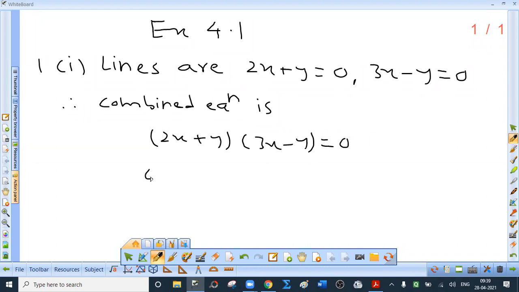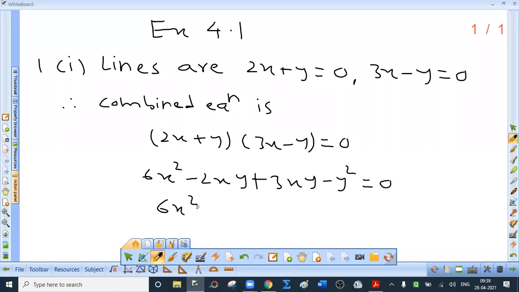So that gives me what? 6x square minus 2xy plus 3xy minus y square equal to 0. That is 6x square minus xy minus y square equal to 0. This will be asked for 2 marks. But you have to remember, if the given equations are 2x equal to minus y and 3x equal to y, you cannot obtain the joint equation directly. Both equations should be written with RHS equal to 0. Then and only then can you combine them. Okay, so this is the first part. Now tell me about the second.